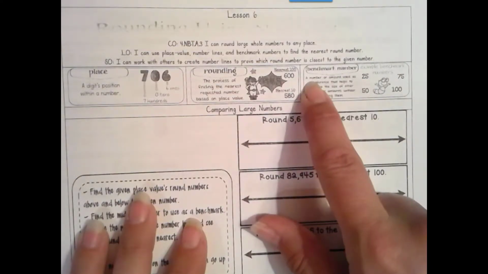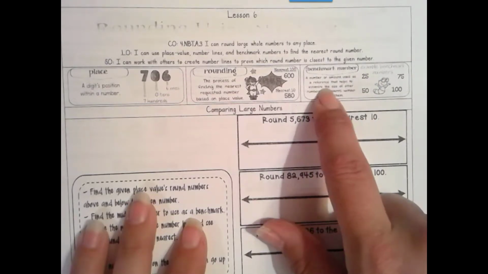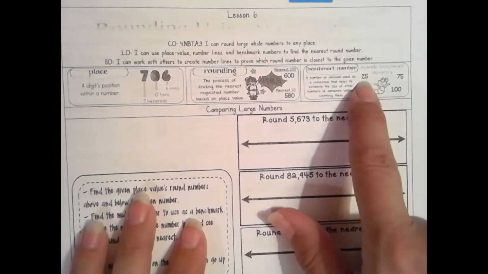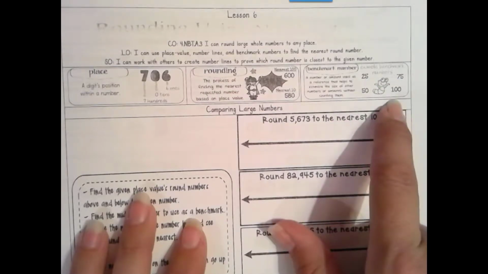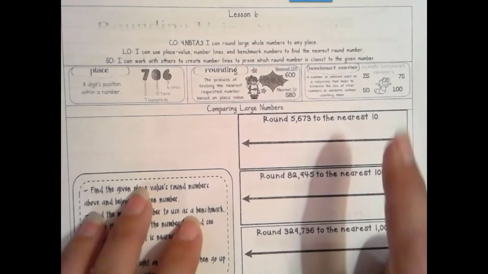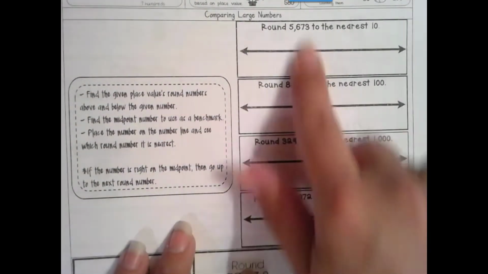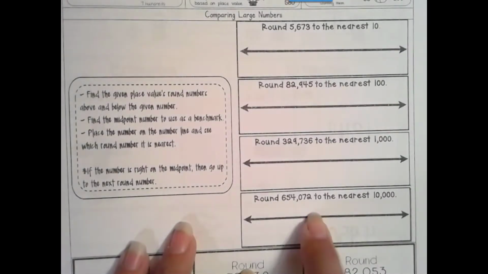Benchmark numbers. A number or amount used as a reference that helps to estimate the size of other numbers or amounts without counting them. So examples of benchmark numbers: 25, 50, 75, 100. They're used to help us compare. So we're going to be using these number lines to help with our rounding.